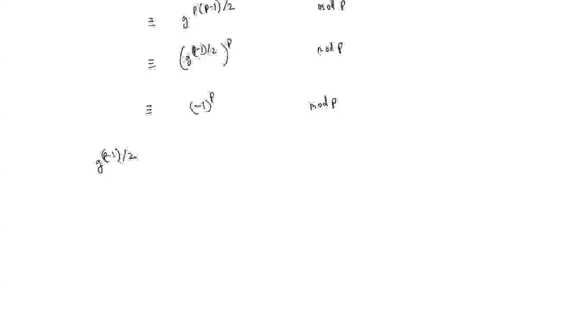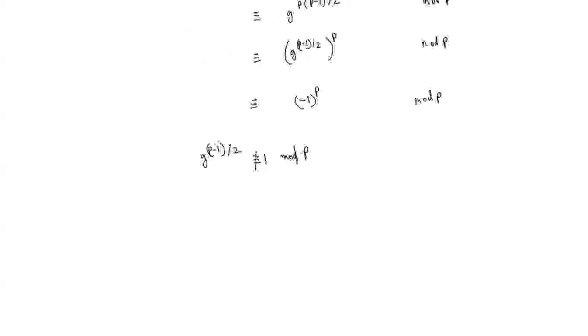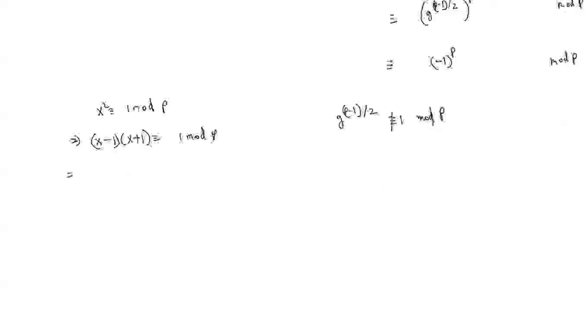So g to the power (p minus 1) by 2 cannot be congruent to 1 mod p because g is a primitive root. Essentially, let us first deal with this. I have x square congruent to 1 mod p. That implies that x minus 1 into x plus 1 is congruent to 0 mod p.